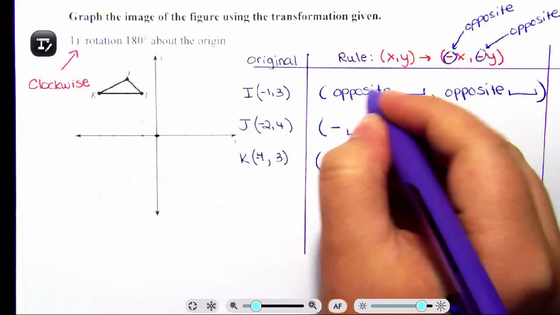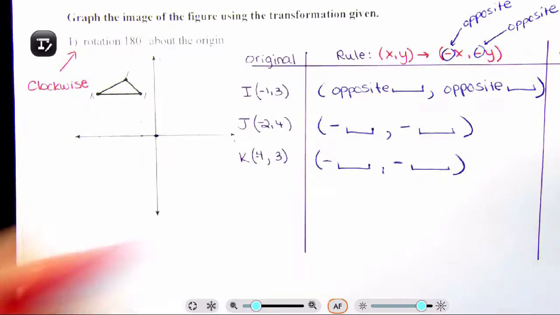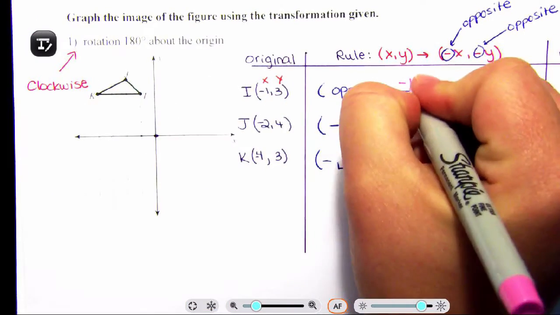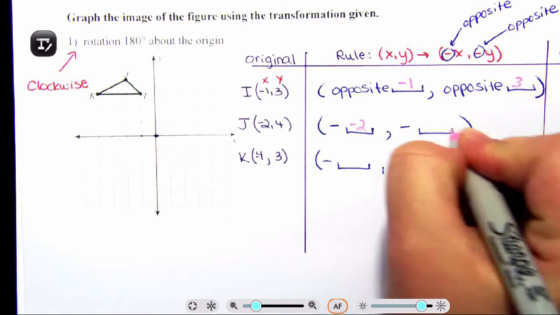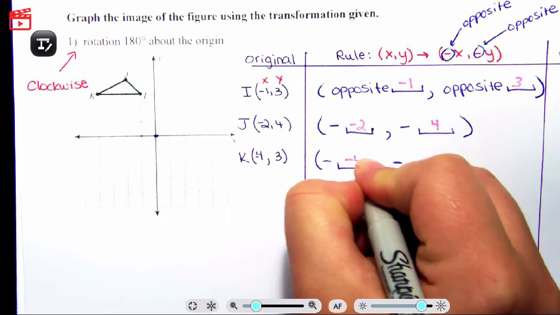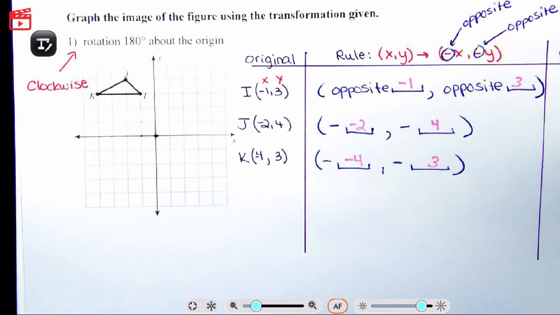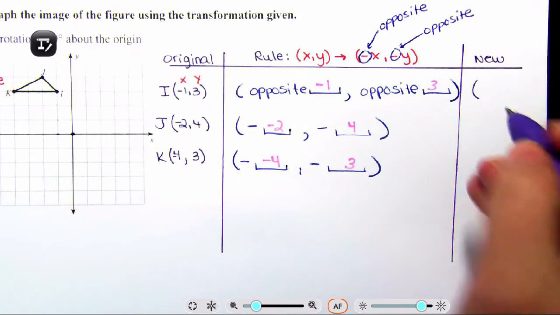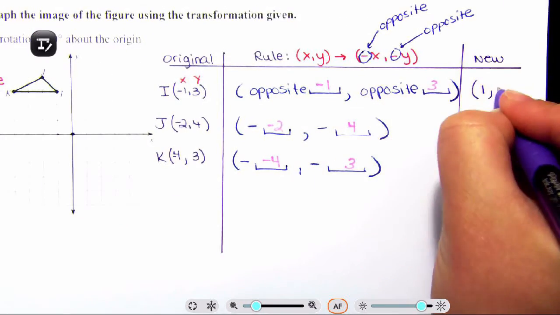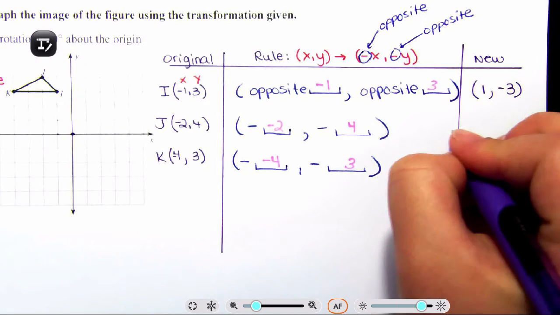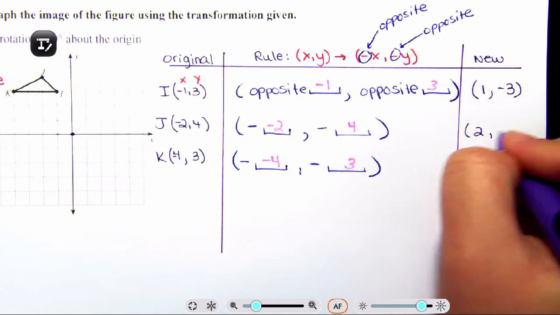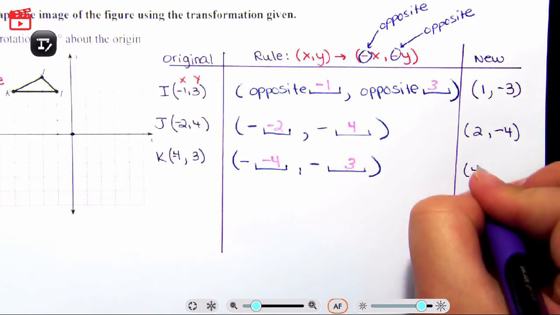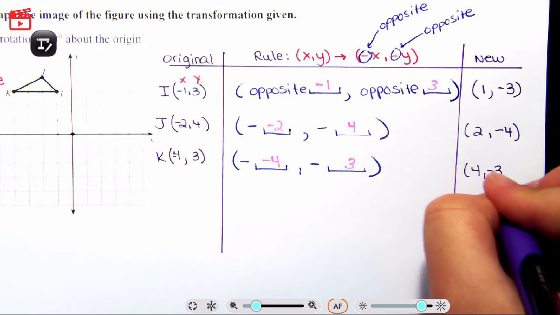So let's go ahead and put our x and y's. Here are our x values, our y values. So I have -1, 3, -2, 4, -4, 3. Think opposite. So what is the opposite of a -1? The opposite of -1 is 1. The opposite of 3 is -3. The opposite of -2 is +2. The opposite of 4 is -4. The opposite of -4 is +4. The opposite of 3 is -3.